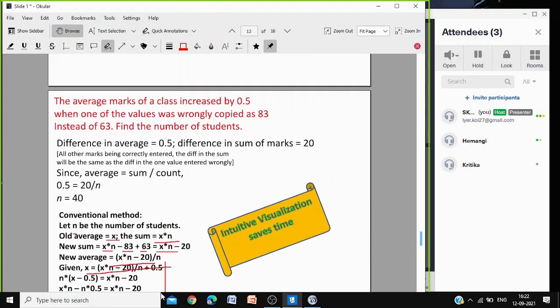Now we have got a better method. Difference in average is 0.5. 0.5 is the difference in average.